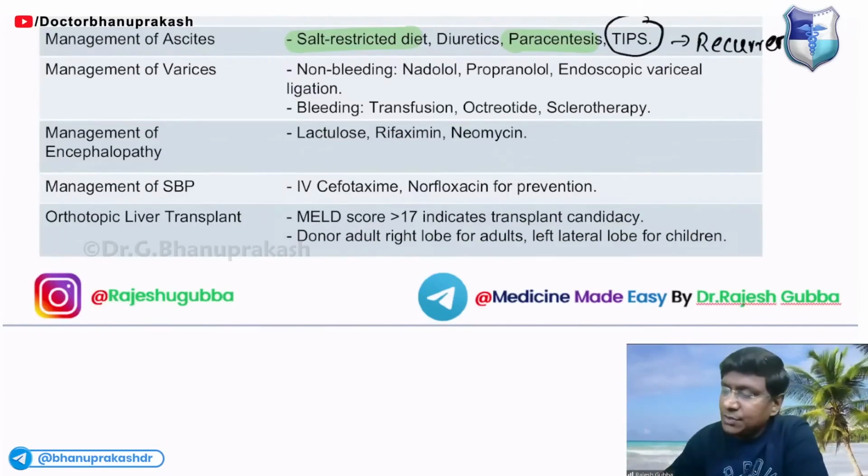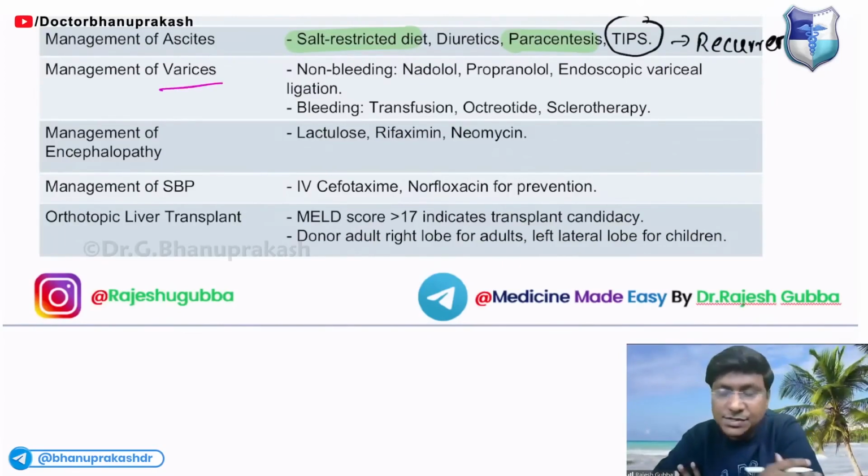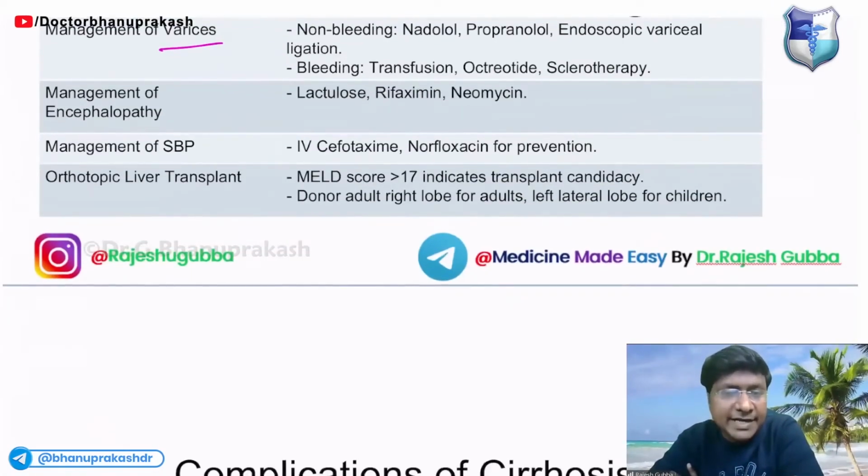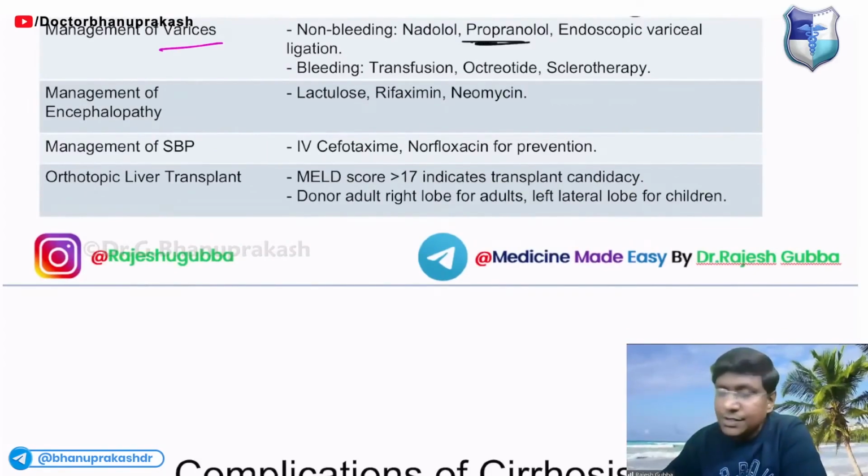Okay. Now, coming to the management of the varices. In the management of the varices, you need to decide whether these varices are non-bleeding esophageal varices or bleeding esophageal varices. If non-bleeding esophageal varices are there, then you need to give beta blockers, followed by that you need to do endoscopic variceal ligation.